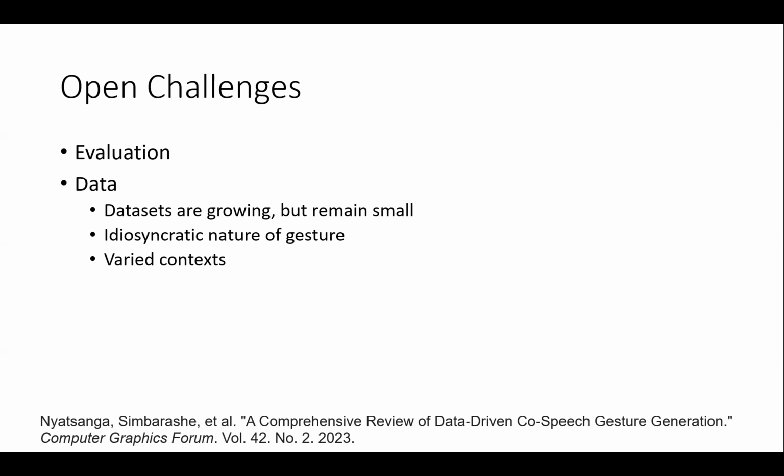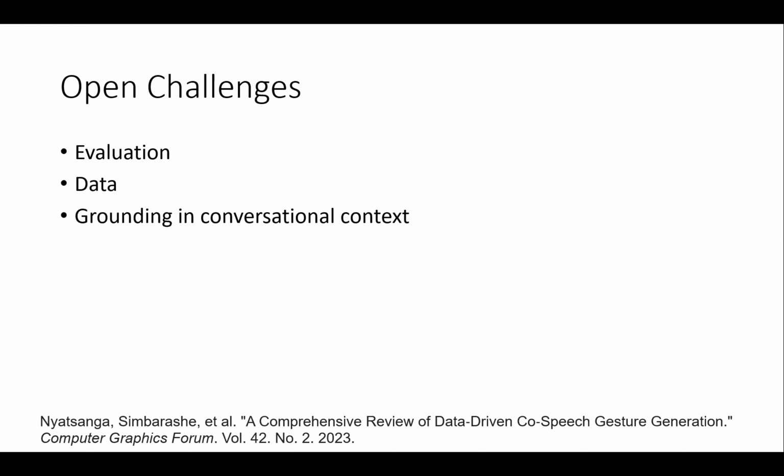The idiosyncratic nature of gesture is a problem, also the varied context, right? I'm speaking differently because I'm in front of a room, and I have an audience and I'm adjusting to that audience, than I would be speaking at home to my wife, right? And so context is really important. Spatial context is very important. And so we need richer data sets that include that.